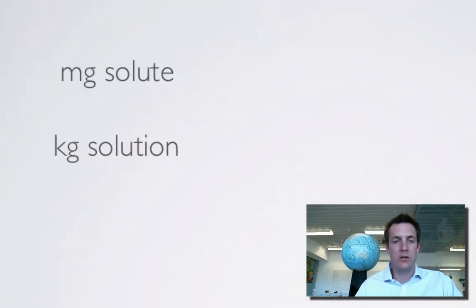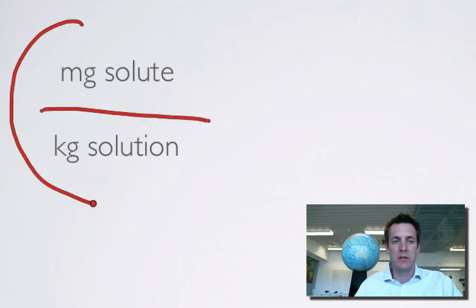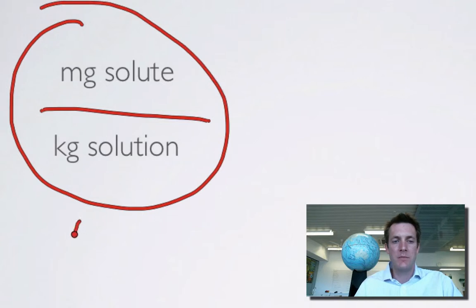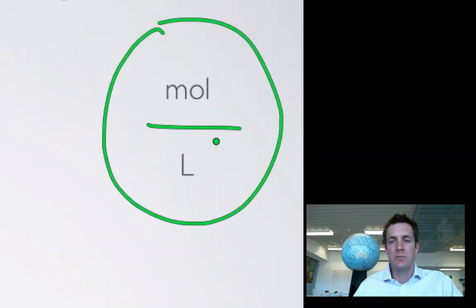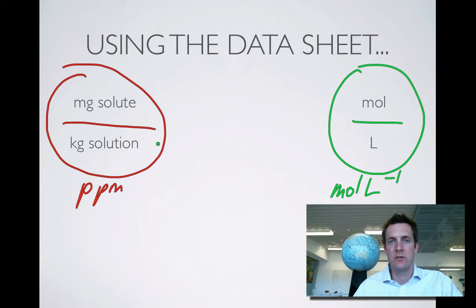Well, if we look on the datasheet, we'll find that parts per million is equal to the milligrams of solute divided by the kilograms of solution. And here is a unit which we should be really familiar with: moles per litre. Now, you can see these are both fractions, right? So if I'm turning one into the other, I should just be able to turn the top into the top and the bottom into the bottom.